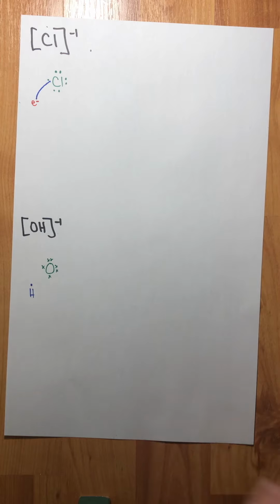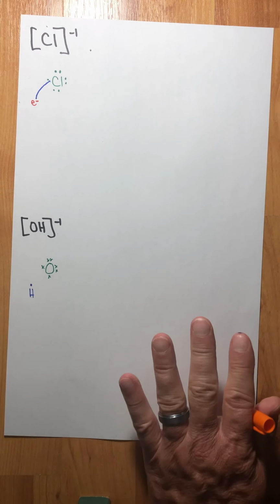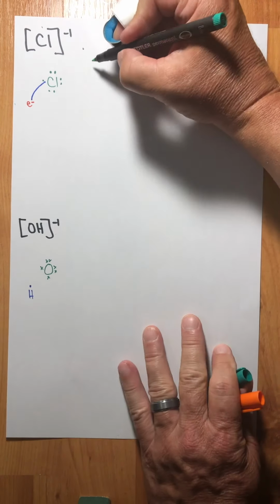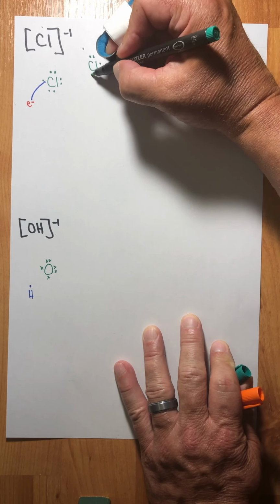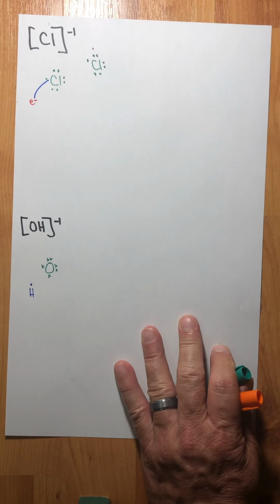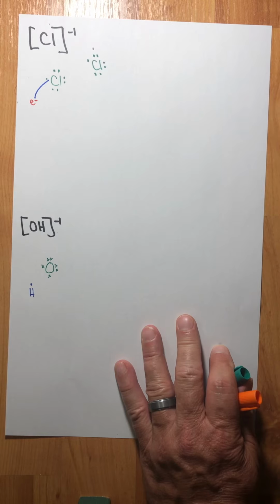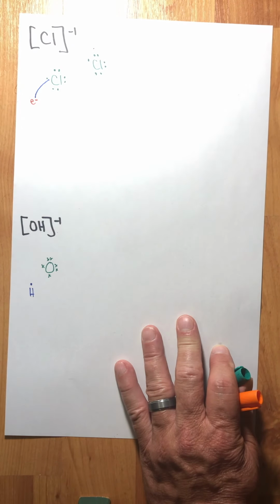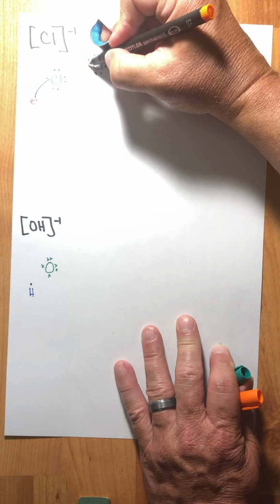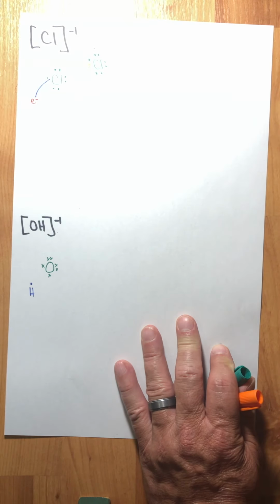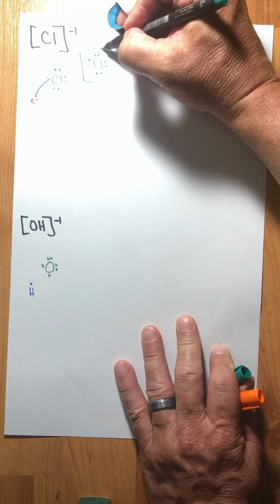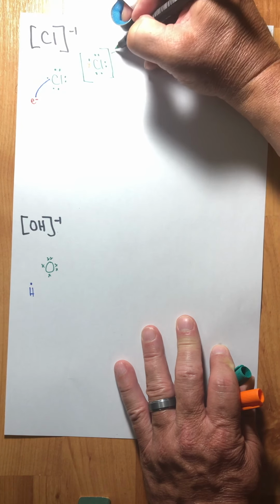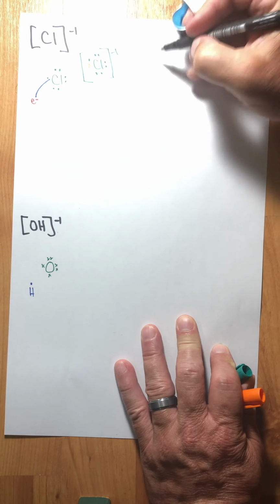And in this case, to draw what it looks like afterwards, I have my chlorine with its 7 valence electrons. And then I just want to show that there's that extra electron there. And so I can do that. It doesn't matter what symbol you use. And remember that when you have an ion, you need to put a charge on it.